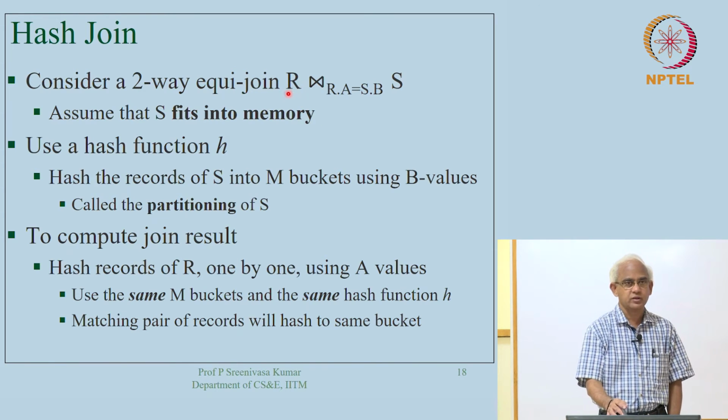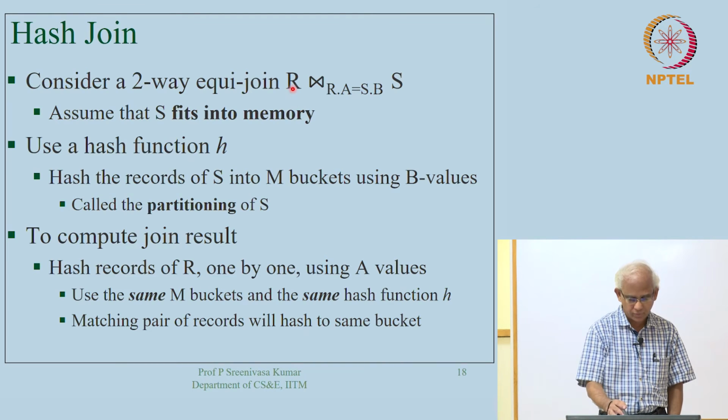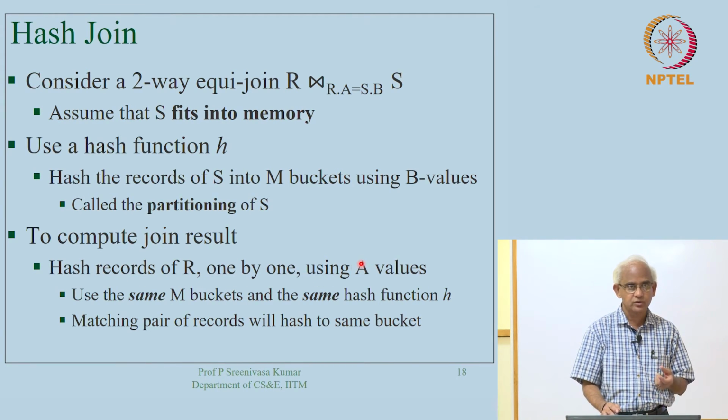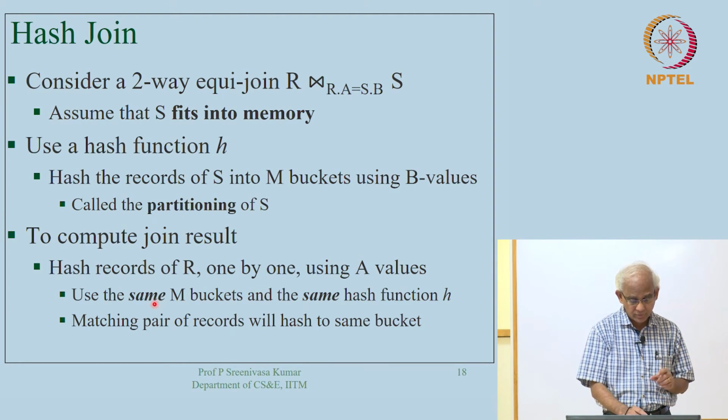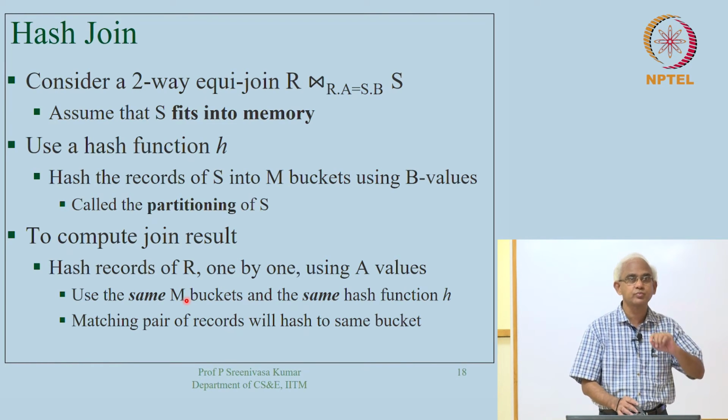Now in order to produce the join, what we do is start reading the records of R. R does not fit into the memory, but you can read it block by block. You can read block by block the records of R and then use the A values, and use the same hash function and hash these records onto the same buckets, not for the purpose of storing, but for the purpose of finding out which bucket it is going to.